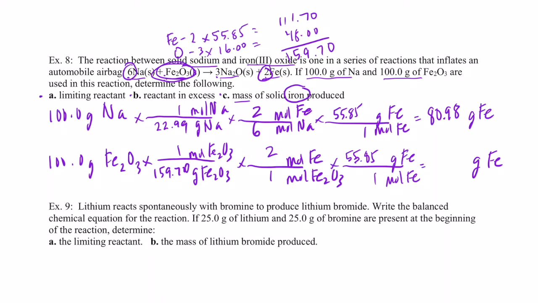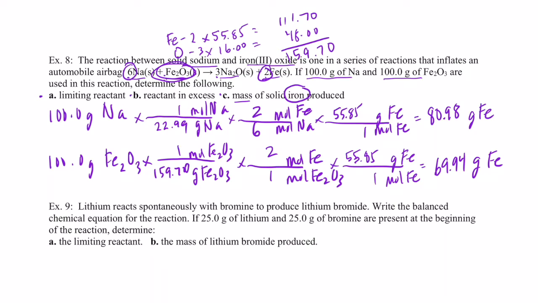So let's do the math. 100 divided by 159.70 times 2 times 55.85, and that looks like it's 69.94 grams of iron will be produced.